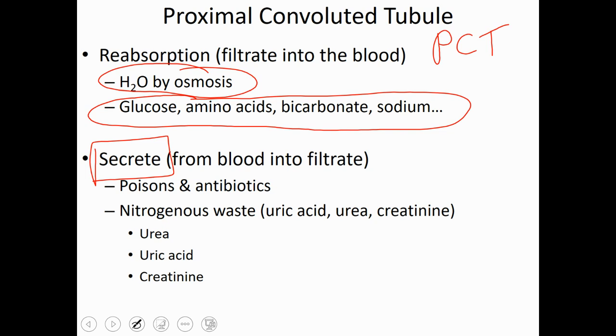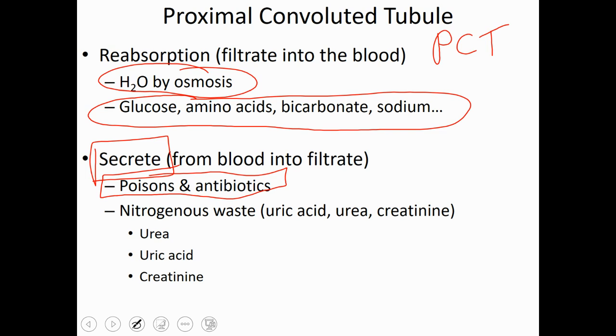The main stuff that gets taken from the blood and directly put into this soon-to-be urine is poisons and any antibiotics that are not being used, any type of drugs that may be in our system for something that was prescribed to us, other hard drugs that people take. Your liver is really responsible for breaking that down and then getting it out of your body.